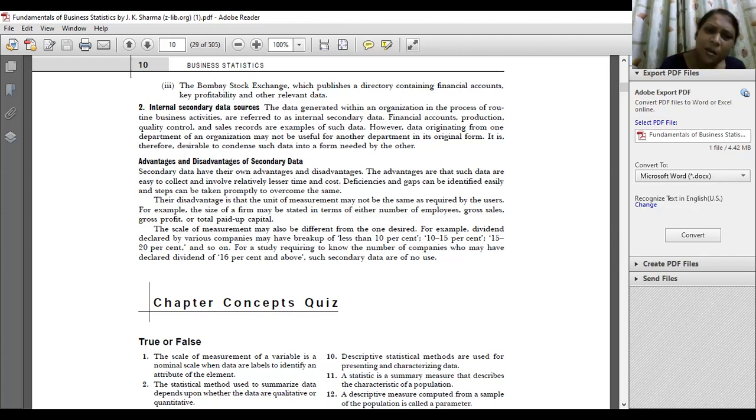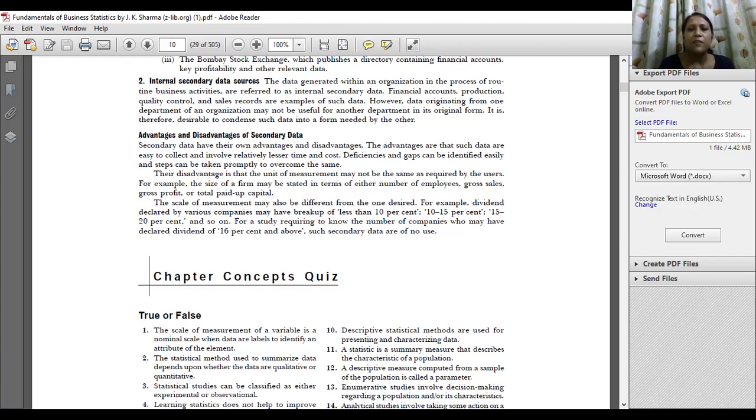There are some advantages and some disadvantages of secondary data. The advantage is that such data are easy to collect and involve relatively less time and cost. The disadvantage is that the unit of measurement may not be the same as required by the users. For example, the size of a firm may be stated in terms of number of employees, gross sales, gross profit, or total paid up capital.